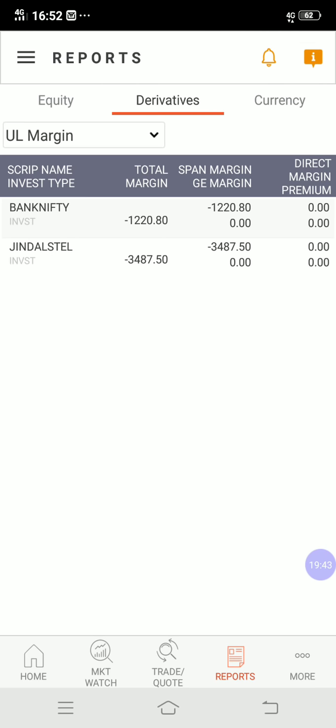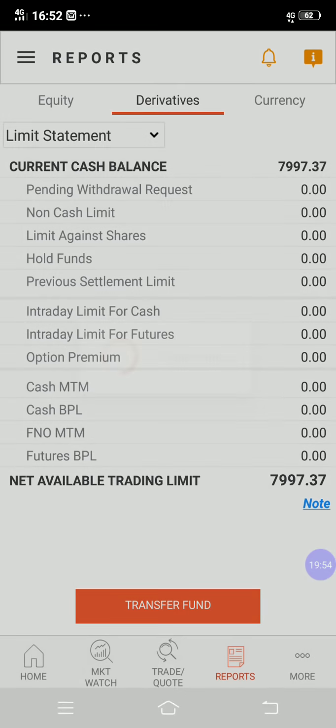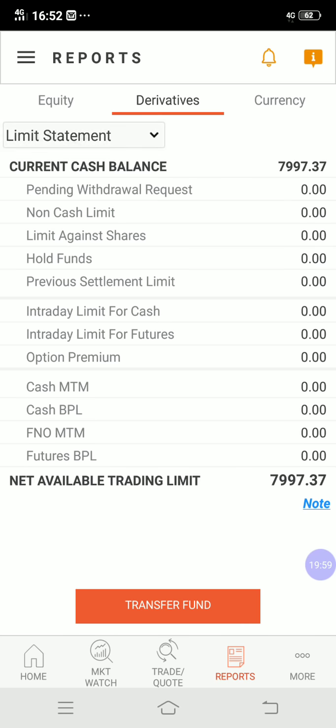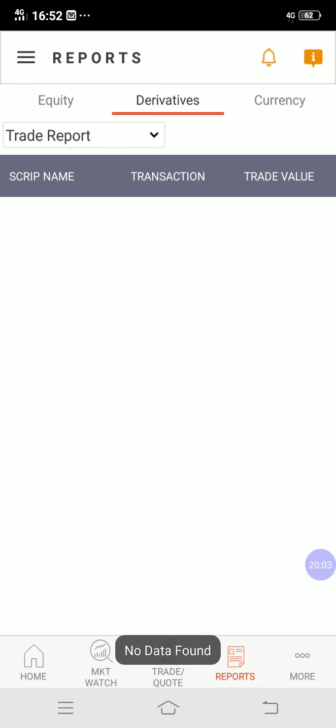UL margin is nothing but what I have taken previously will be seen here. This is a limit statement. Again, the same, how much net tradable amount is there in my account can be seen here, and the trade report is nothing but all the trades I have done will be seen here.